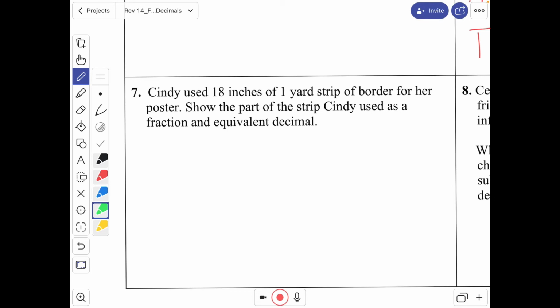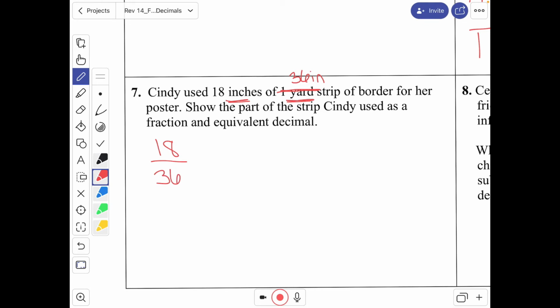Number 7. Cindy used 18 inches of 1 yard strip of border for her poster. Show the part of the strip Cindy used as a fraction and equivalent decimal. Okay, well, the first thing I notice is that this is inches and this is yards. So I need them both to be the same. How many inches are in 1 yard? 36 inches. So Cindy used 18 out of 36.